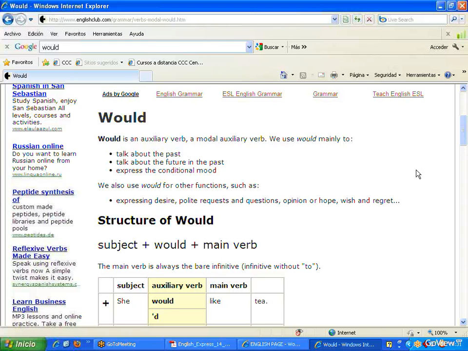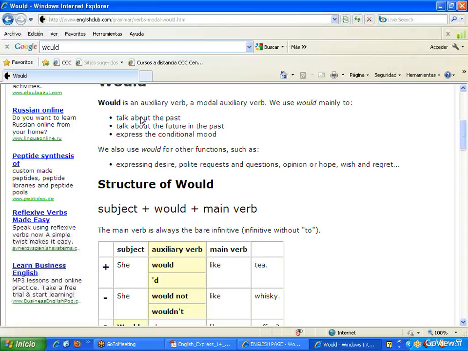Okay, so would. Would is an auxiliary verb, a modal auxiliary verb, okay, like will, okay, can, hmm, could, should. These are all the modal verbs. The modal auxiliary, bueno, would and will. We use would mainly to talk about the future in the past. And to express the conditional mood.